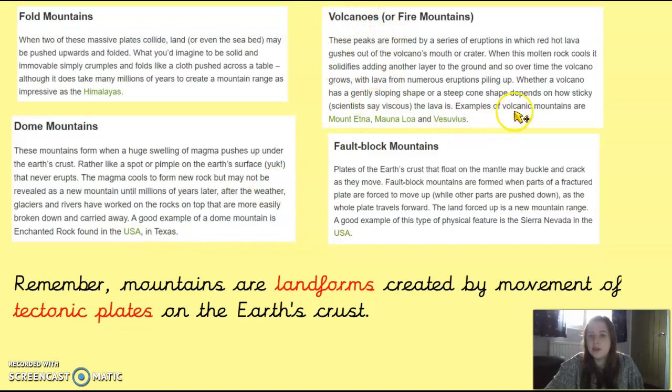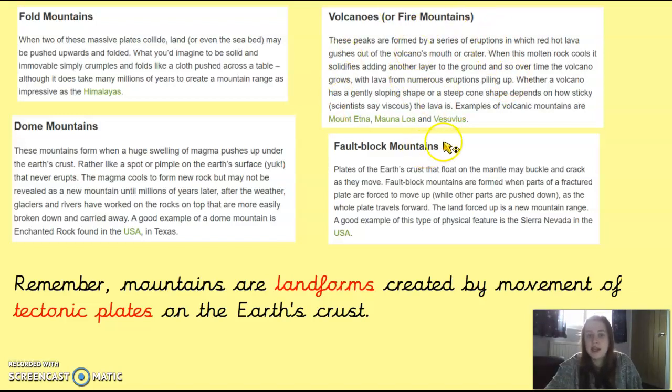Then we've got volcanoes or fire mountains, an example was Mount Etna, which was on our odd one out last week. And this is where the mountain starts as a volcano. So the tectonic plates move in different ways to form volcanoes, as we learnt in geography previously. So it starts as a volcano, but the series of eruptions where the lava gushes out and then cools adds another layer on the outside, which builds and builds and builds to create that mountain shape.